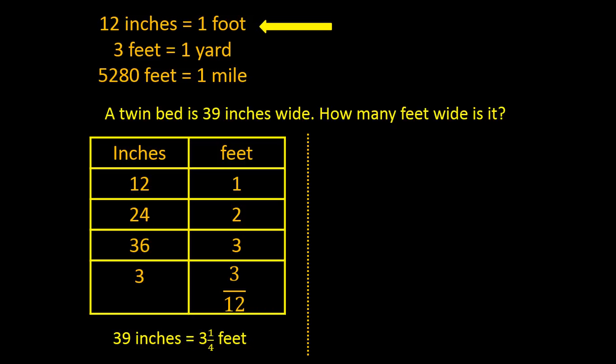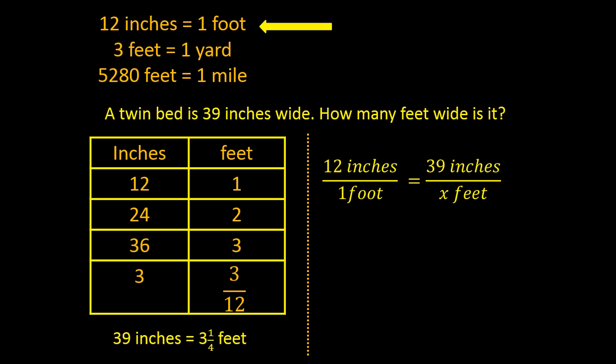Here's another way we could do the same problem. We could set up a proportion using the fact that there's 12 inches in 1 foot. So if there's 12 inches in 1 foot, we want to know how many feet are in 39 inches. So we'll set up a proportion making sure that we match up the units that we're comparing. We're comparing inches to feet, so we want to make sure we keep that order the same in both fractions. If we cross multiply, we can solve for x and get that x is 39/12 or 3 1/4 feet.